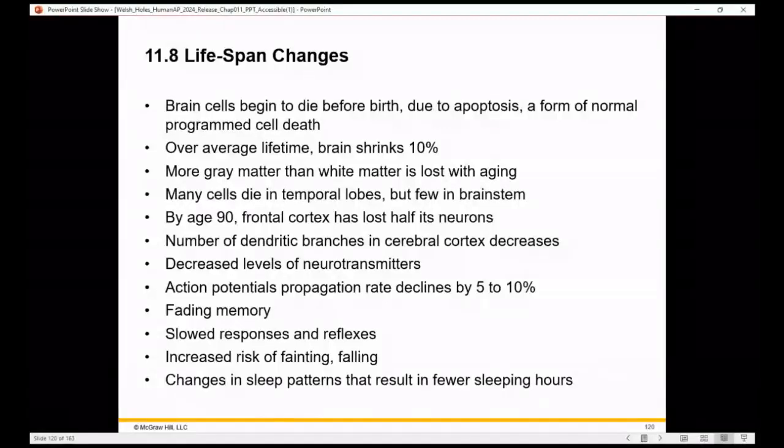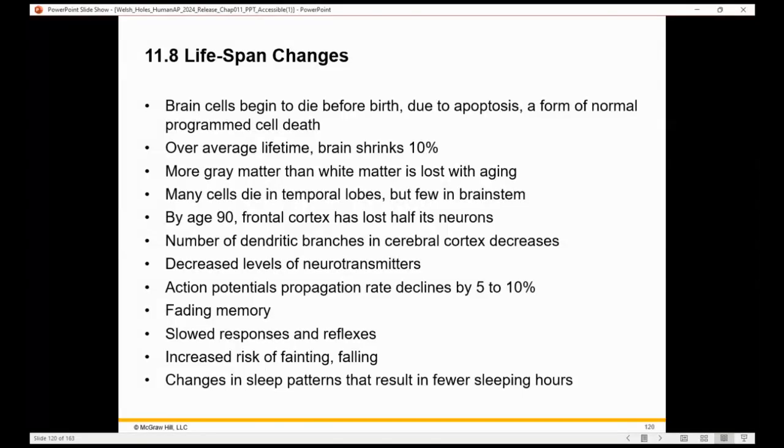All right, let's talk about lifespan changes of the nervous system. The brain cells begin to die before birth due to apoptosis, which is a form of normal programmed cell death. Over the average lifetime, the brain will shrink 10%. More gray matter than white matter is going to be lost with aging. Many cells die in the temporal lobes, but few in the brainstem. By age 90, the frontal cortex has lost half its neurons.